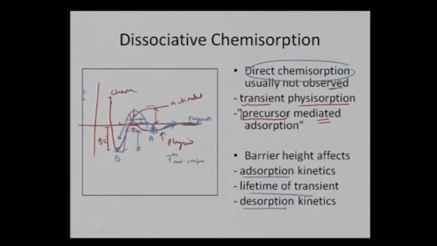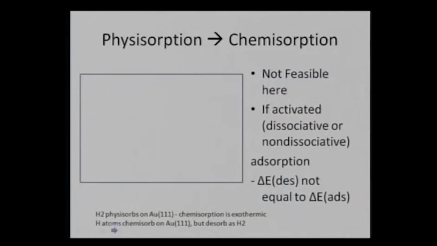So physisorption basically serves as a precursor to mediate the chemisorption, and again the barrier heights are the basic factors in dictating the adsorption kinetics, the lifetime of the transient, and the desorption kinetics. It is dictated by this particular barrier height. And sometimes it might also happen that physisorption to chemisorption may not be feasible at all. Let me go back to it.